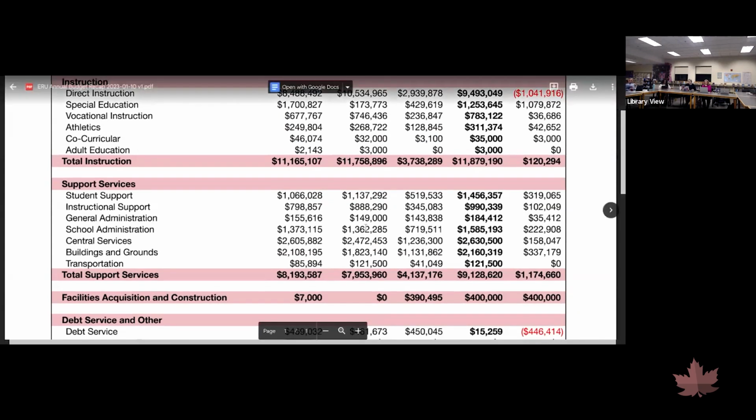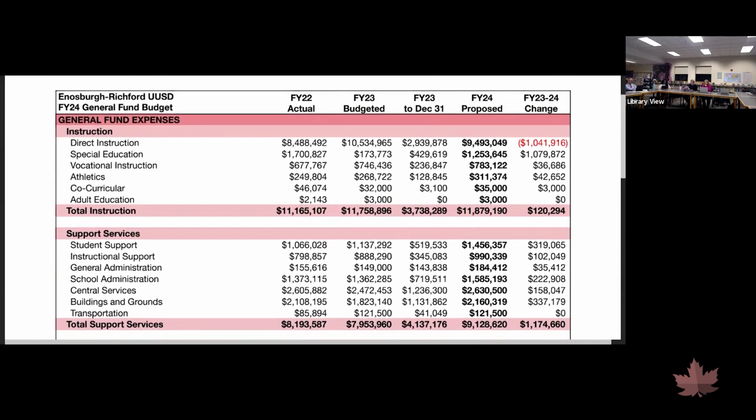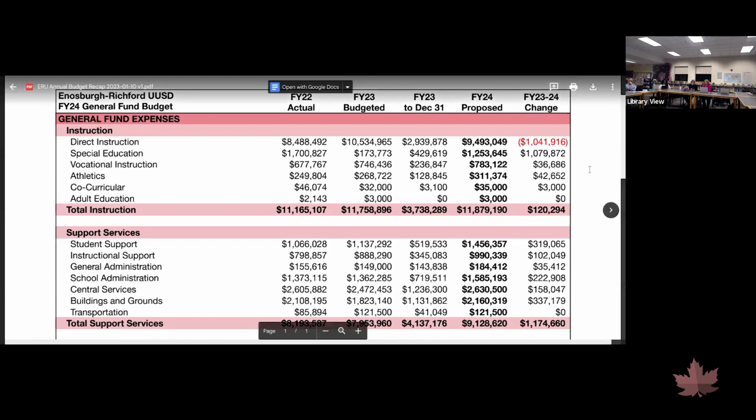So again, this is the 10,000 foot view of the budget, which I did send to you in the 30-page detail. This is broken down really just by the big picture functions that we do in the school. So that instruction half of the budget, which I showed you on one of the pie charts, is the first 11.8 million. Direct instruction is what we call general education. Special ed is special ed. Vocational instruction is the part of Nate's budget that's specific towards teaching kids. Athletics, co-curricular, adult ed are all fairly self-explanatory.